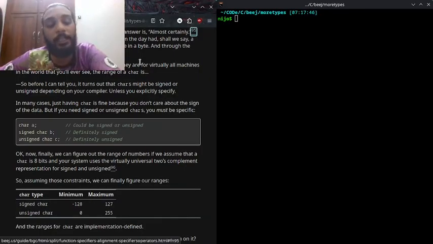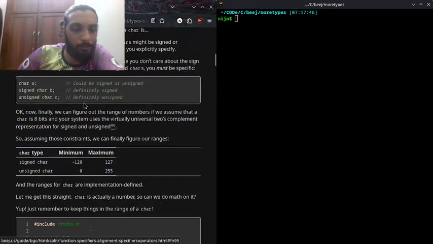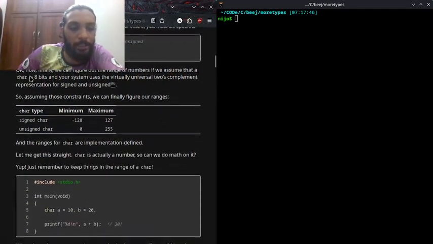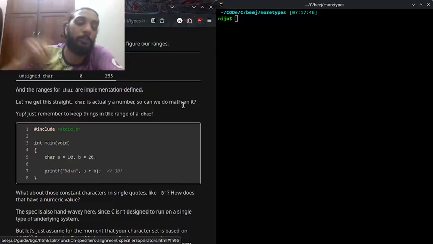Okay, now finally we can figure out the range of numbers if you assume that a char is 8 bits and your system uses the virtually universal 2's complement representation for signed and unsigned. Generally, if you have an n-bit 2's complement number, the signed range is minus 2 raised to n minus 1 to 2 raised to n minus 1, minus 1, and the unsigned range is 0 to 2 raised to n, minus 1.